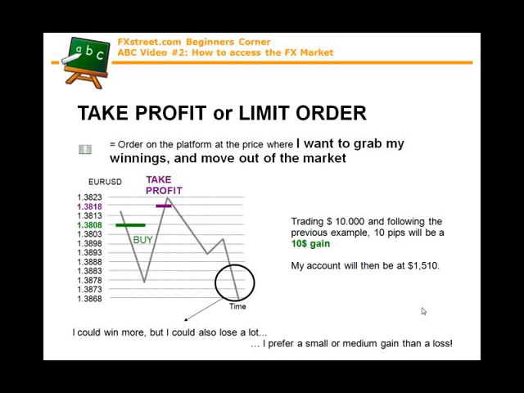Why would I put a limit to my gains? Well, because I know this profit is good enough according to my previous market analysis. Price fluctuates very heavily, as we said, up to 18,000 times per day, so there is a possibility of a price reversal. Long story short, I could win more, but I could also lose again. So I prefer a small or medium gain than a loss.